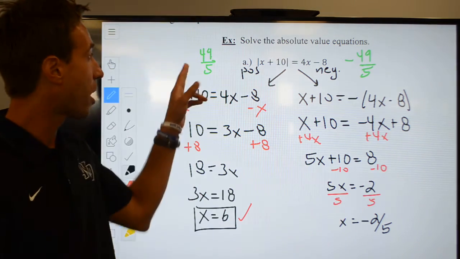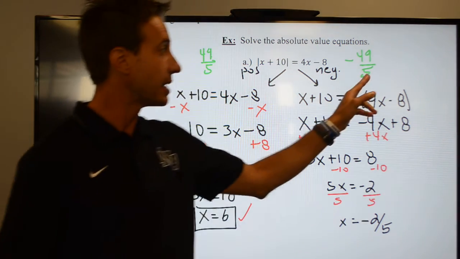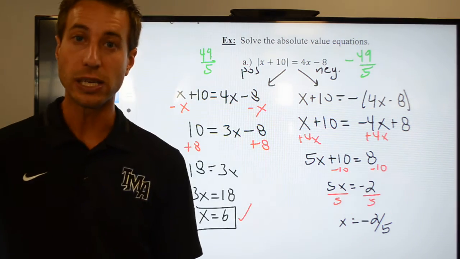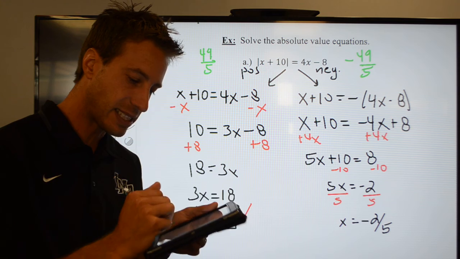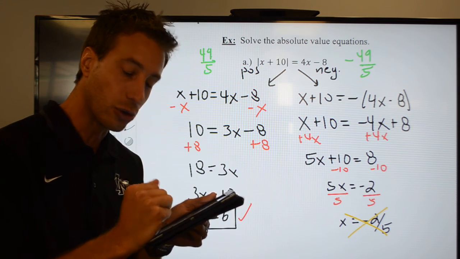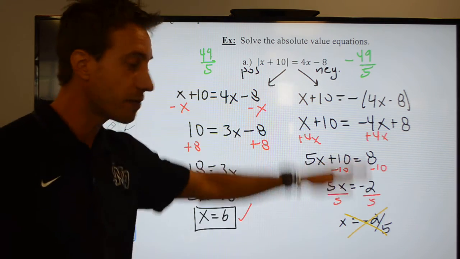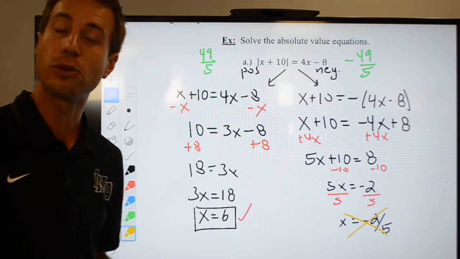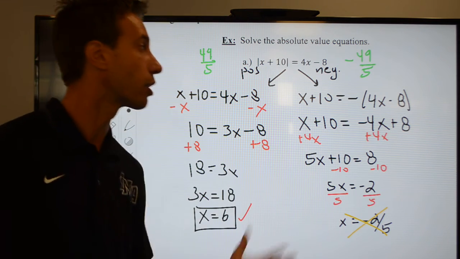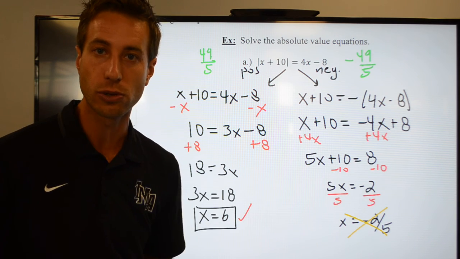Well, we got positive 49 fifths on this side. We get negative 49 fifths on this side. Are those equal? No, they are not equal, which means that this is not a solution. You did all of the algebra correctly, because I did it. It's right. But we still get an answer that doesn't work when we plug it into the original equation.